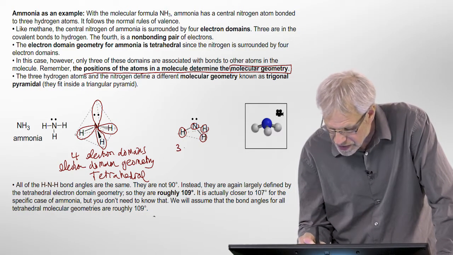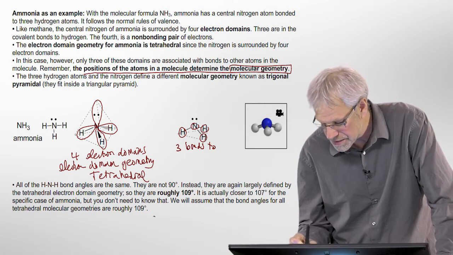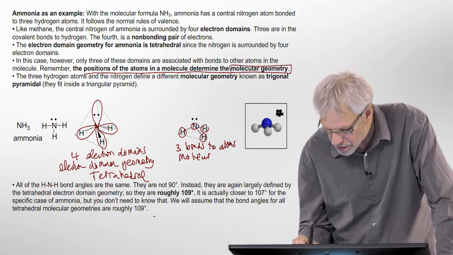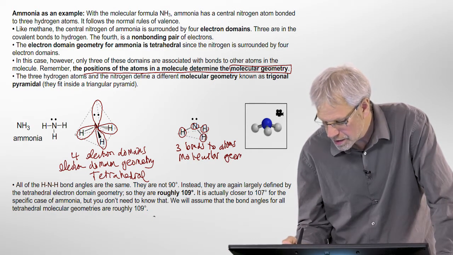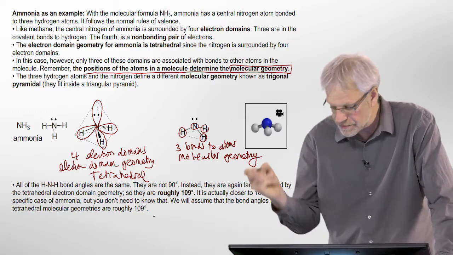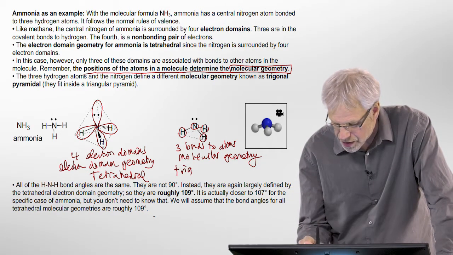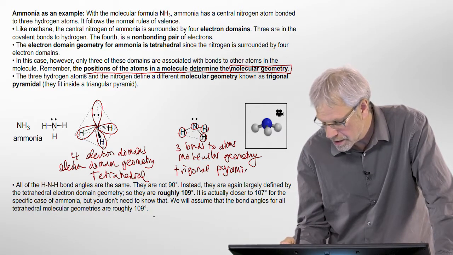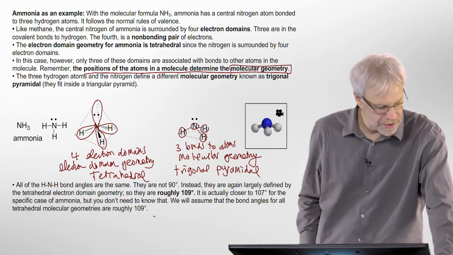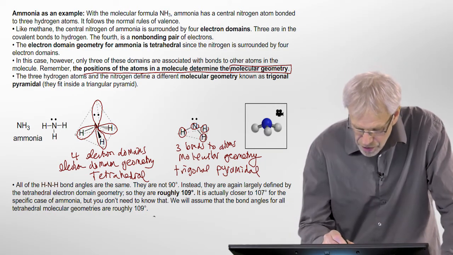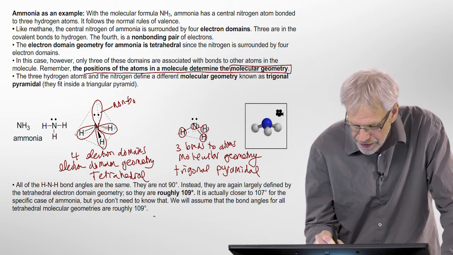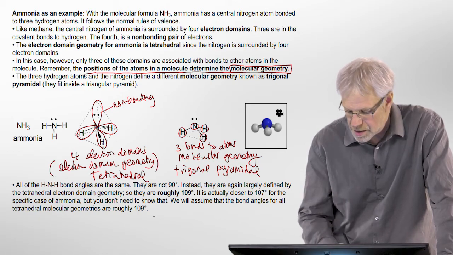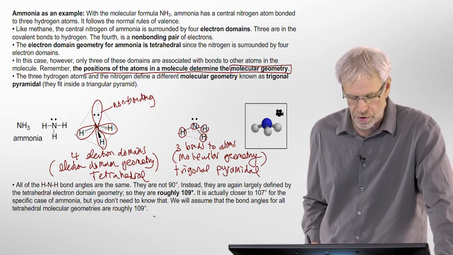So in this case, we have 3 bonds to atoms. And so the molecular geometry can only be defined by the positions of the atoms, and this is a trigonal pyramid, or the geometry is trigonal pyramidal. So because of the non-bonding electrons, the non-bonding electrons will define where the electrons are in space, but they don't define the geometry of the overall molecule.